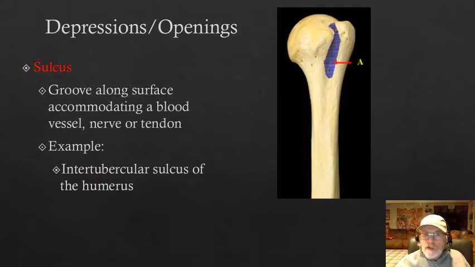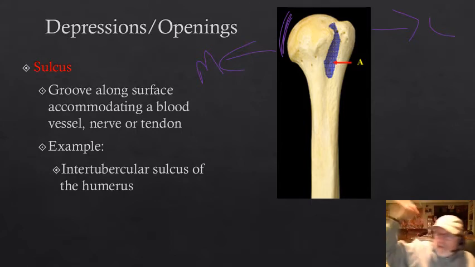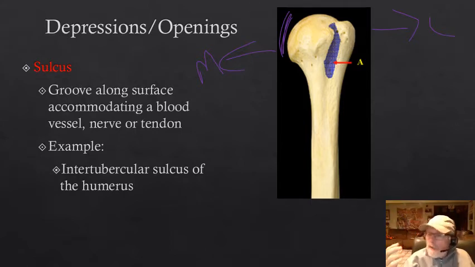Sulcus. A sulcus is really a groove. Now this is the head of the humerus. This is the upper arm. This would be towards the scapula. This is going to be medial and this is going to be lateral. So medial this way, lateral that way. When I flex my elbow this way, a couple of muscles do that.